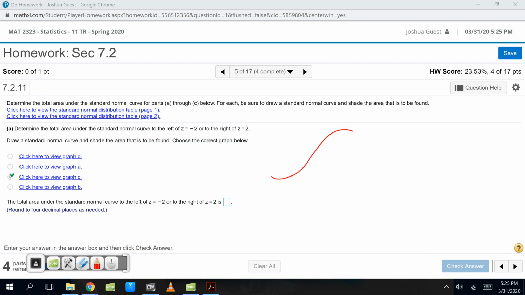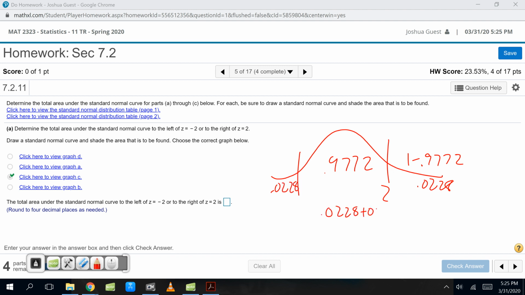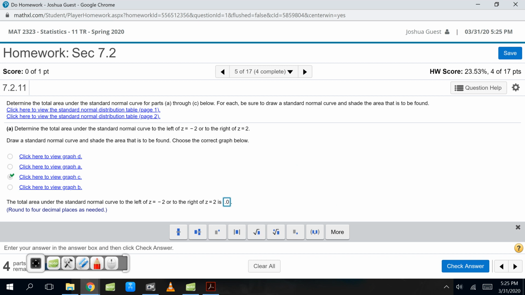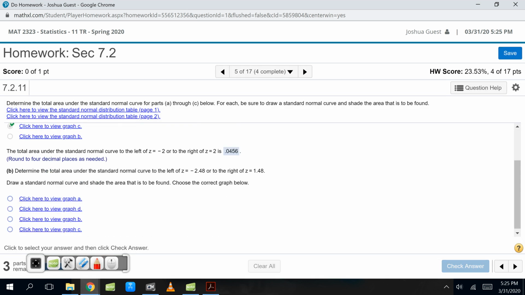Well, remember, that's to the left. So when we come over here and we talk about 2, this is 0.9772. Well, over here it's 1 minus 0.9772, which is 0.0228. So then we got 0.0228 on that side, 0.0228 on that side, and so we just add those two together, or you could multiply it by 2 since it's the same thing. So 0.0456 is what should go right here, right? You have to add the 0.0228 on one side and the 0.0228 on the other side, all right?